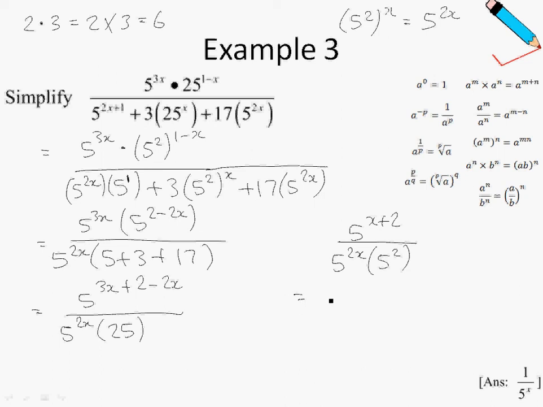Okay, let me further simplify this. So this is 5 to the power of x plus 2. Similarly, common base, the powers will add up, plus 2. Okay, and simplifying this further, now that I have a common base and I'm performing a division, the powers will subtract. Okay, and x minus 2x is just negative x, 2 minus 2 is gone. So 5 to the power of negative x is my final answer. Or if you want, you can write it as 1 over 5 to the power of x by applying this law that you see over here.